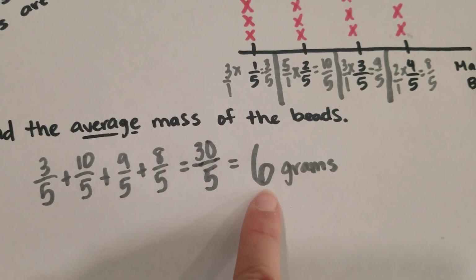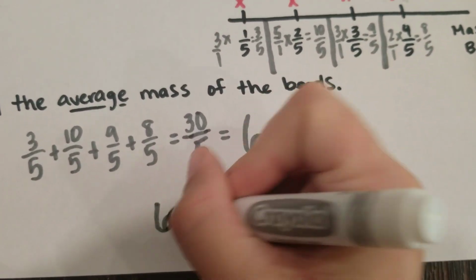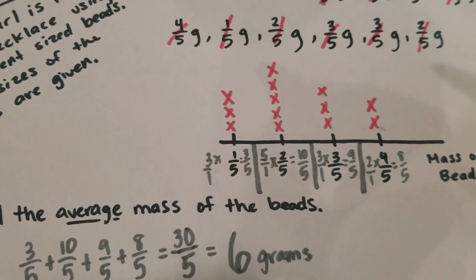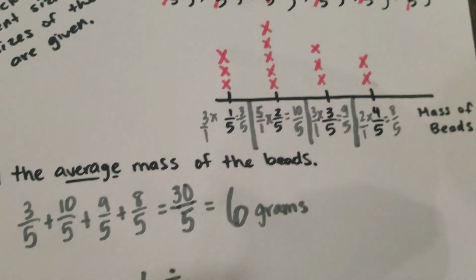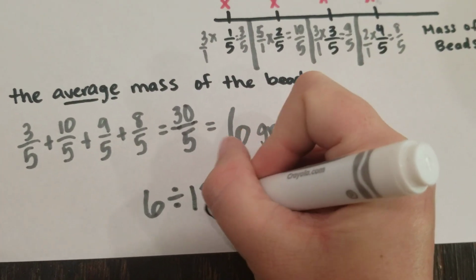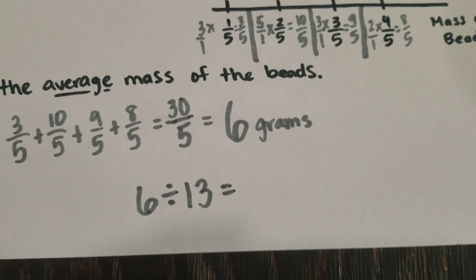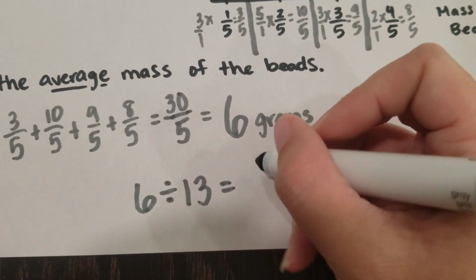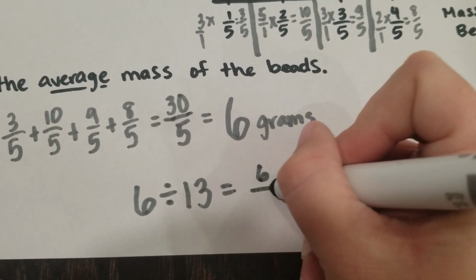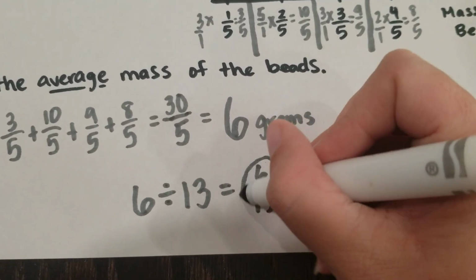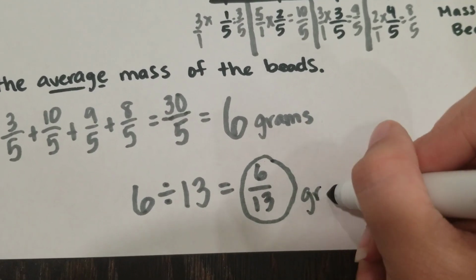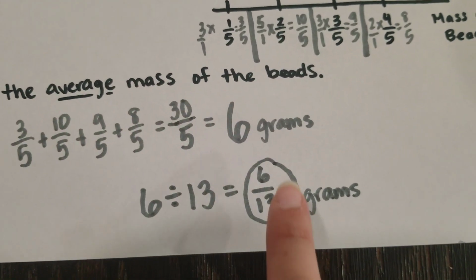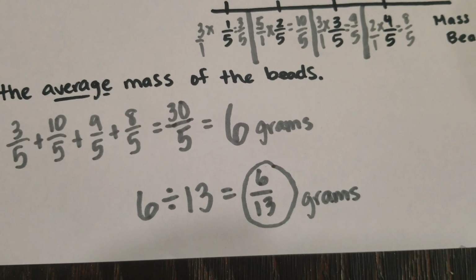And then the second step is to take that sum. So I'm going to take 6. And I'm going to divide it by how many beads I had in my data set. So remember when I counted them all, I had 13 beads. So I'm going to divide 6 divided by 13. Again, we have one of those division problems where 13 does not go into 6. Okay, so we're going to just write this as a new division problem as a fraction, 6 over 13. And this is our answer. It would also be in grams. Okay, so the average weight or the average mass of the beads is 6/13 of a gram.